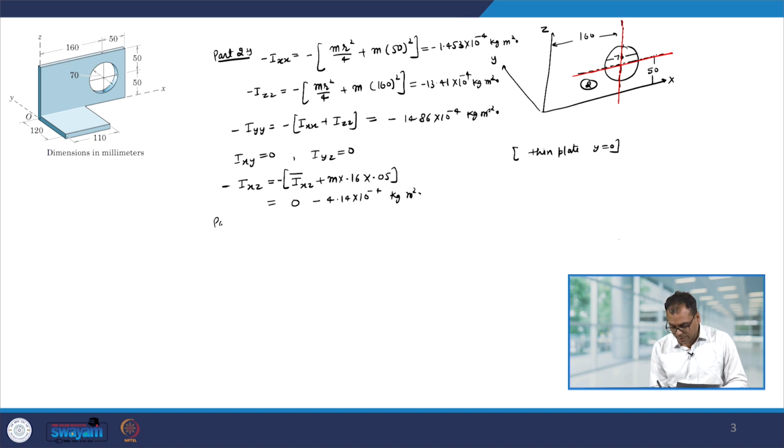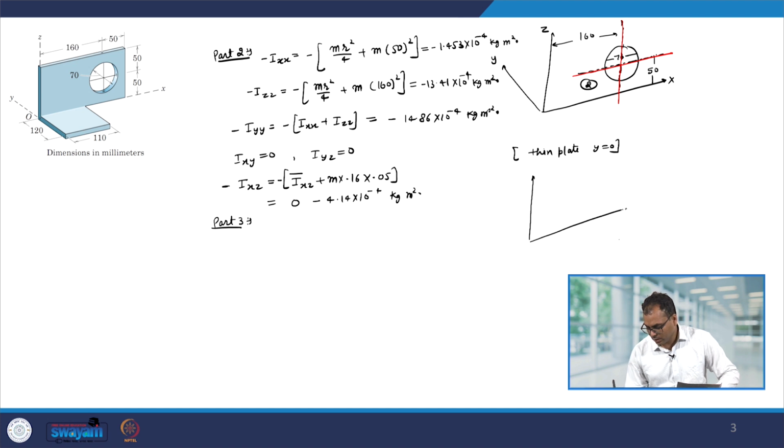Now let us look at part 3. So part 3 is lying in the xy plane.